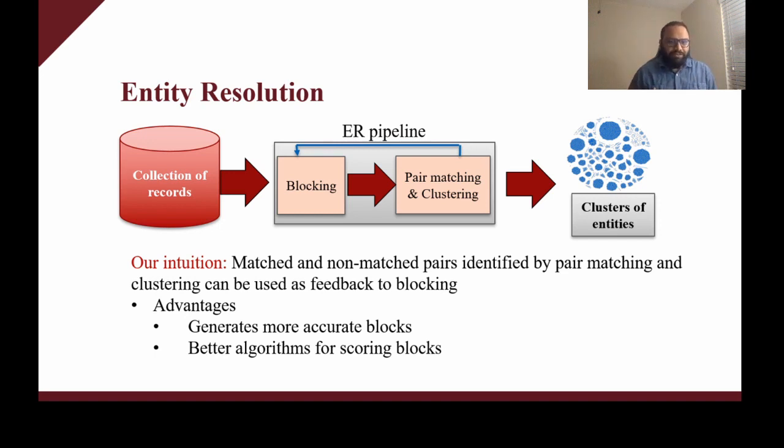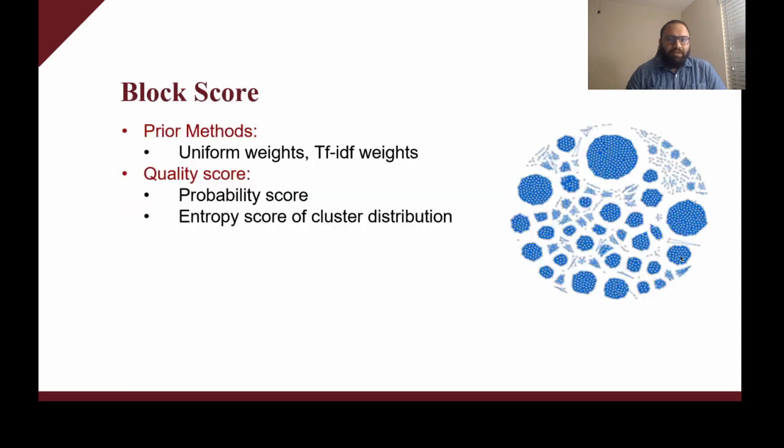blocking converges. Due to this feedback from the matching phase, we are able to identify which blocks contain more matching record pairs and which ones don't. Similarly, the feedback is also used to construct new blocks that are refined and contain more matching record pairs. Let us go over these components of blocking that are improved with feedback.